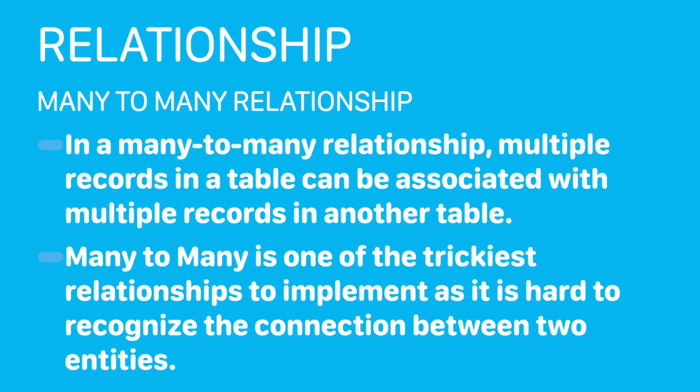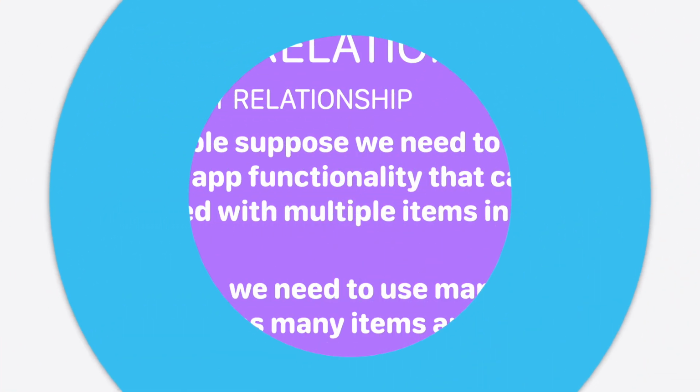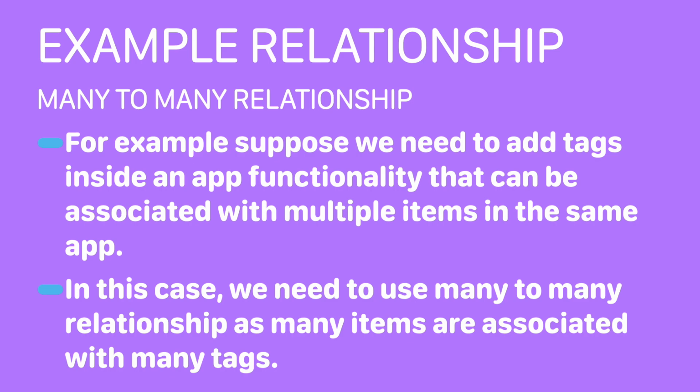First, let's take a look at what a many-to-many relationship is. In a many-to-many relationship, multiple records in a table can be associated with multiple records in another table. Many-to-many relationship is one of the trickiest relationships to implement as it is hard to recognize the connection between two entities. Let's learn with some examples. Suppose we need to add a tags functionality inside an app that can be associated with multiple items in the same app. In this case, we need to use a many-to-many relationship as many items are associated with many tags.